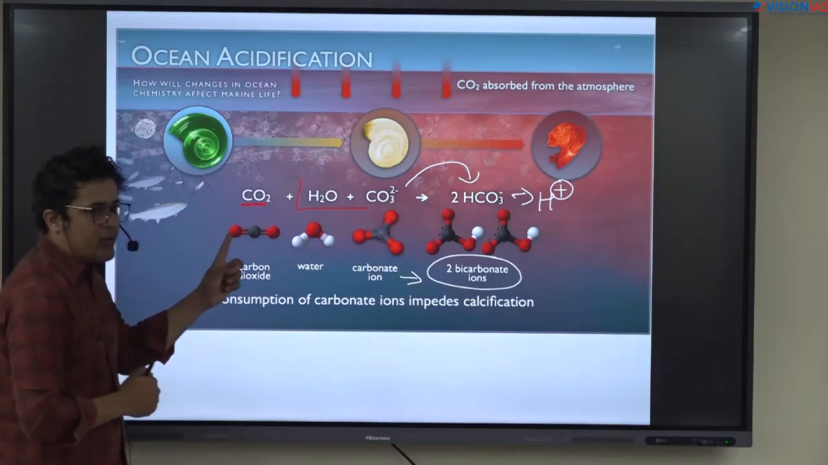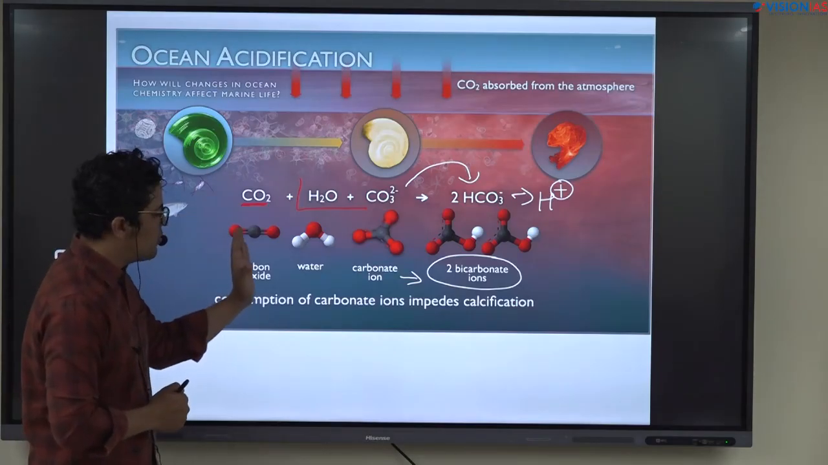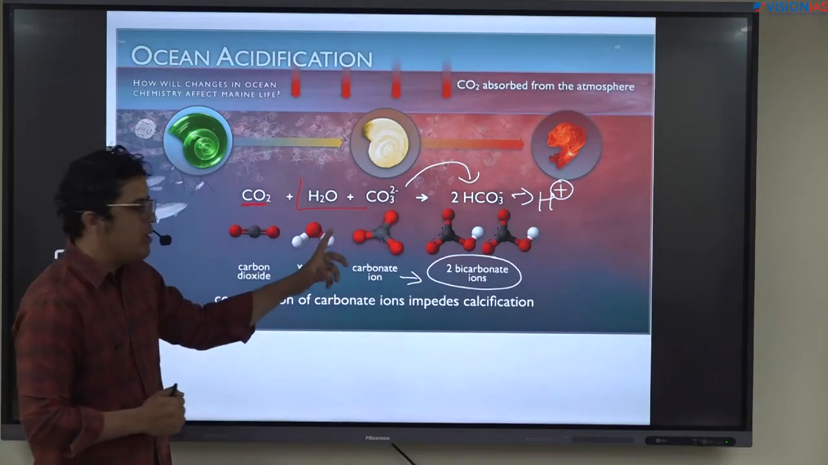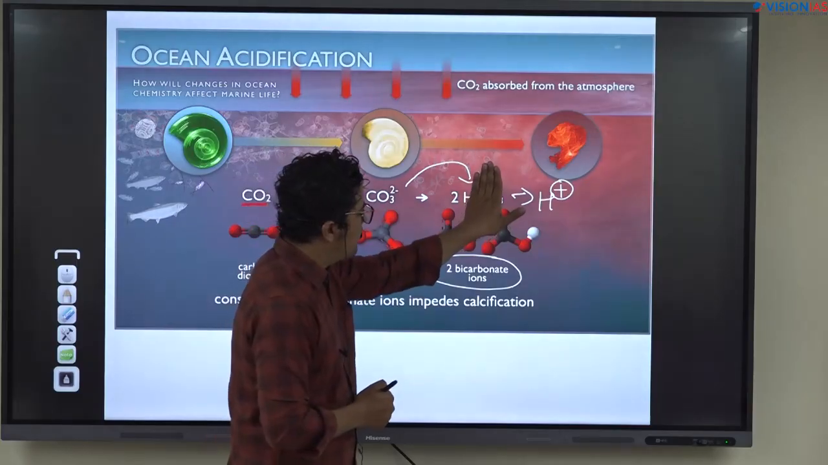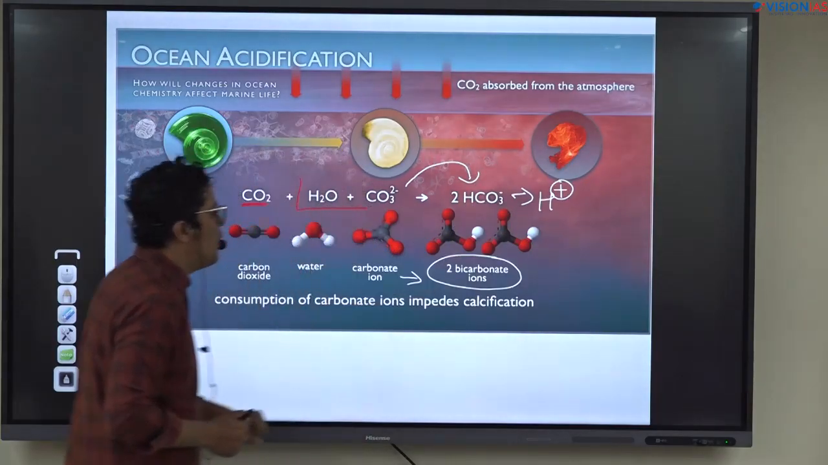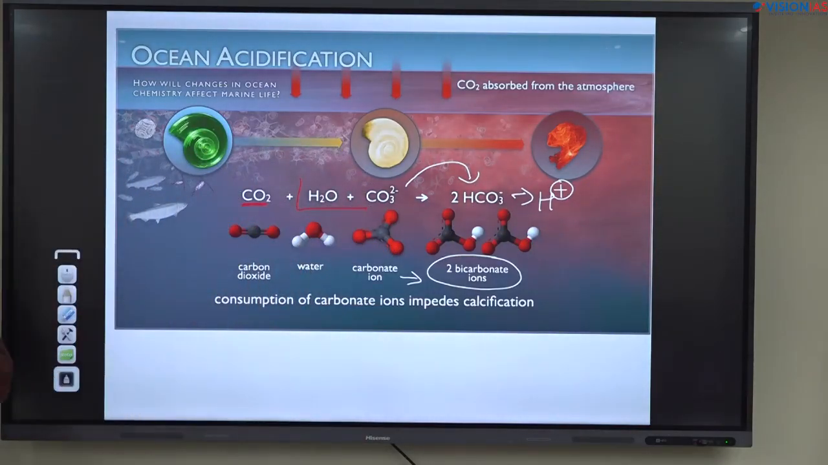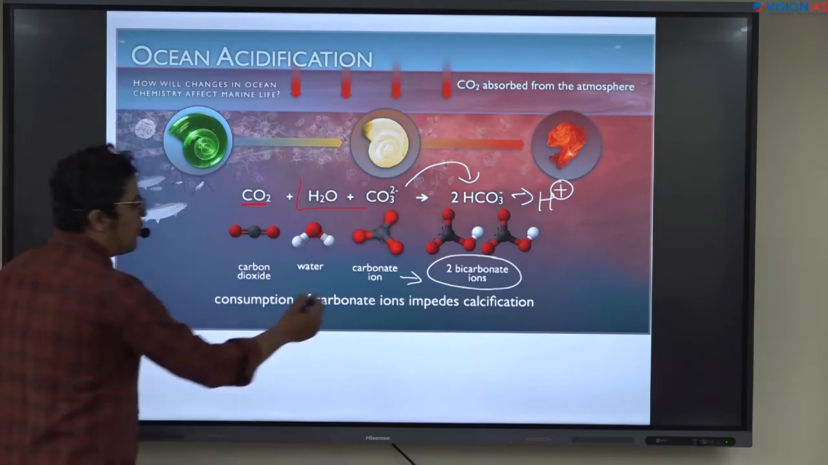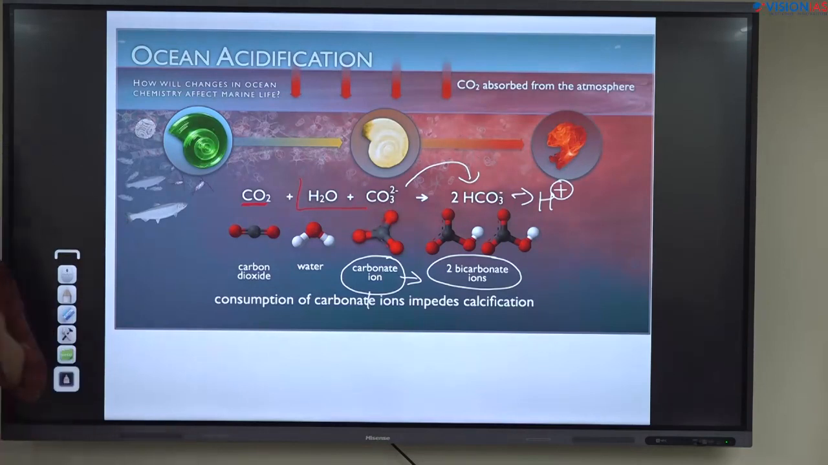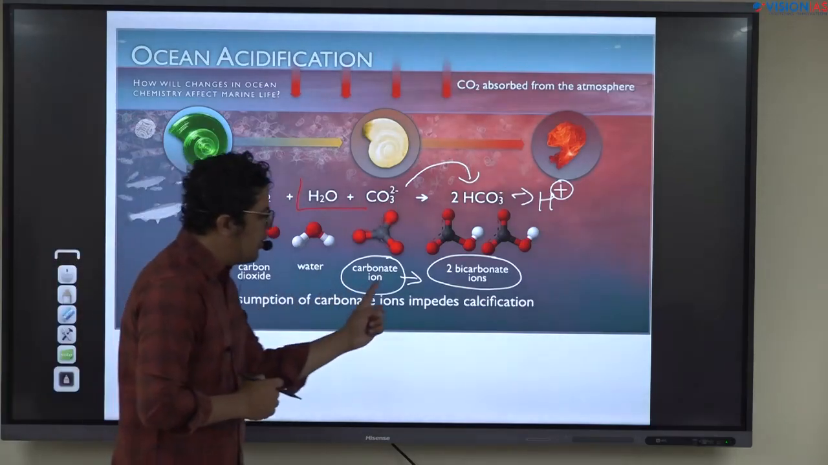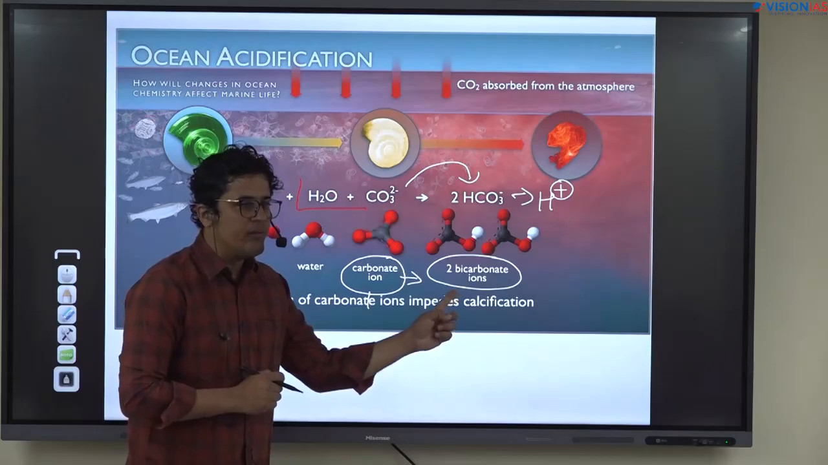The ocean absorbs carbon dioxide, causing a chemical reaction: carbonate is converted into bicarbonate, and it releases H plus ions. So the first problem you can see here itself: carbonate is required by species to make their shells and their skeletons. But here, carbonate is getting converted into bicarbonate.